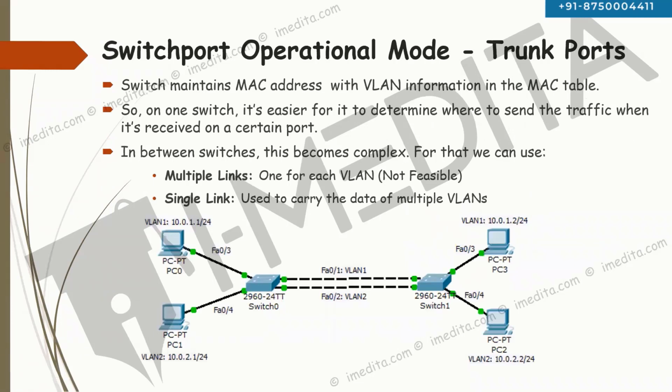Right? So we can configure trunk ports between switches so that we can forward the data for more than one VLAN at the same time, like VLAN 1, VLAN 2, VLAN 3 at the same time.